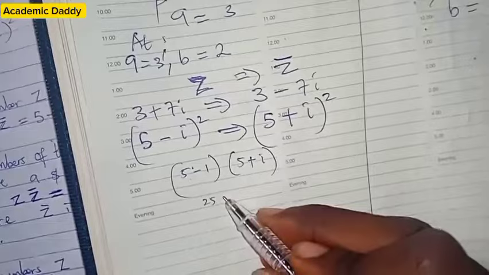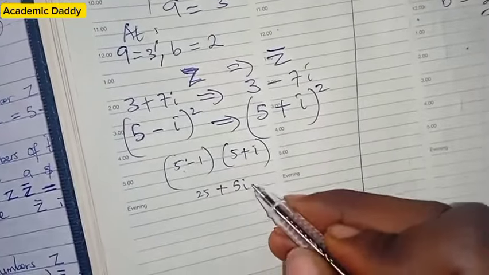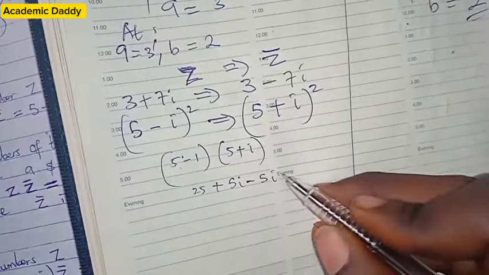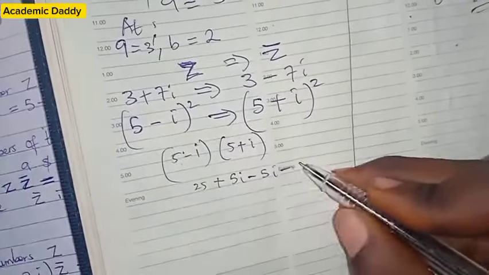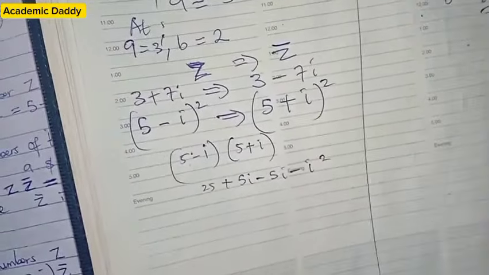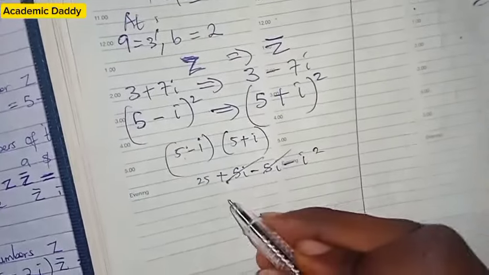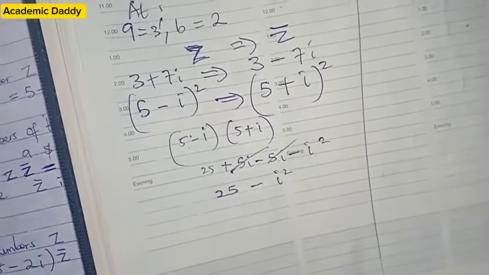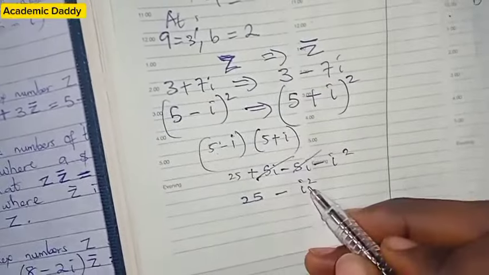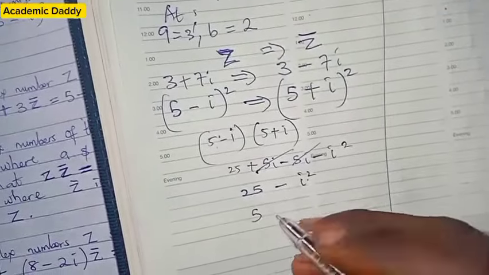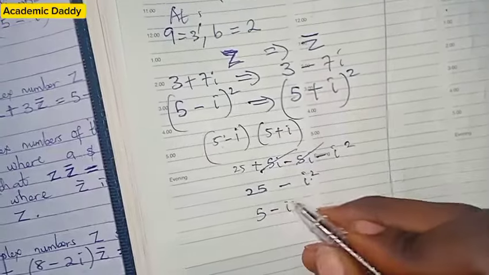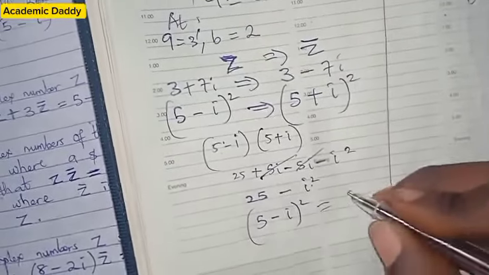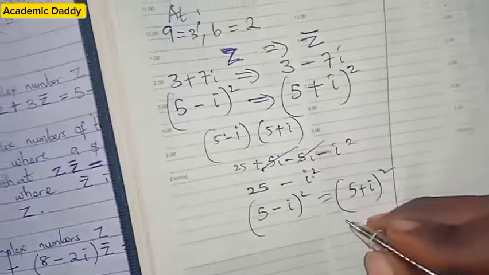5 times this plus 5i, then minus 5i, then this is i, so minus i squared. So this and this will cancel, and you are now left with 25 minus i squared. And if you check it, since this is a difference of squares, you can see that this is saying (5 minus i) squared. So that means we are correct. So it's simply (5 plus i) squared.